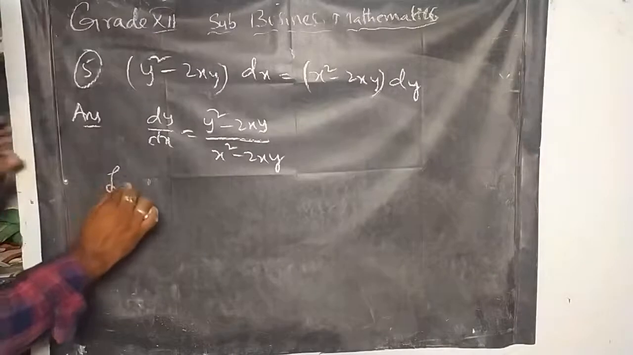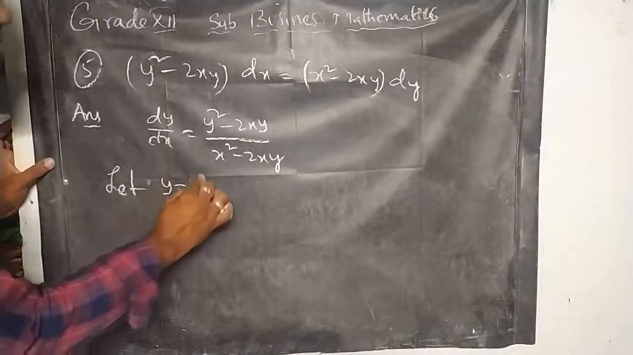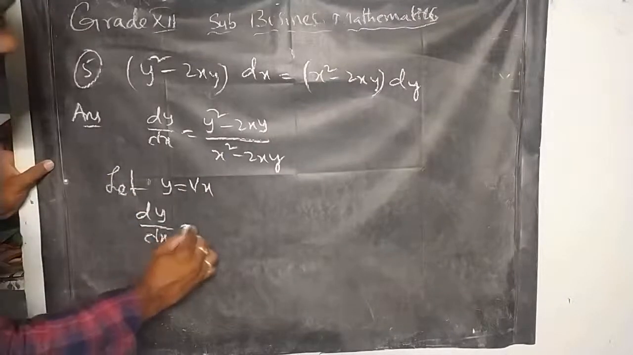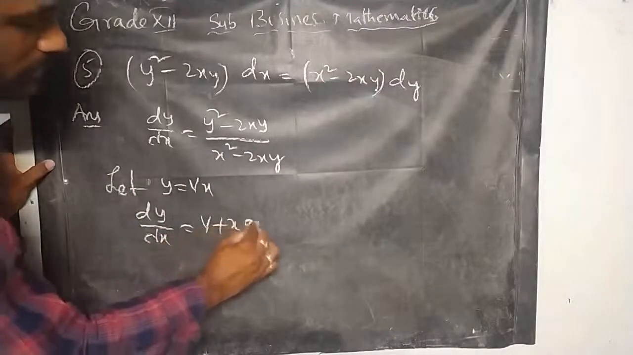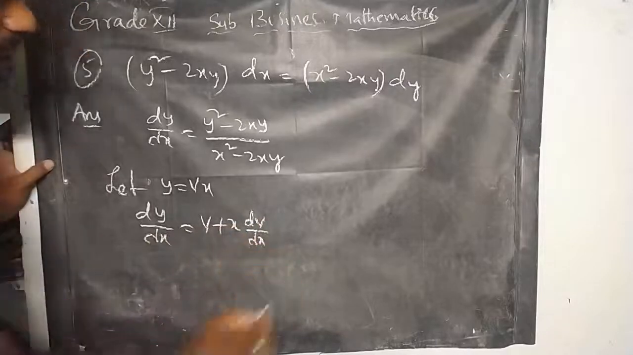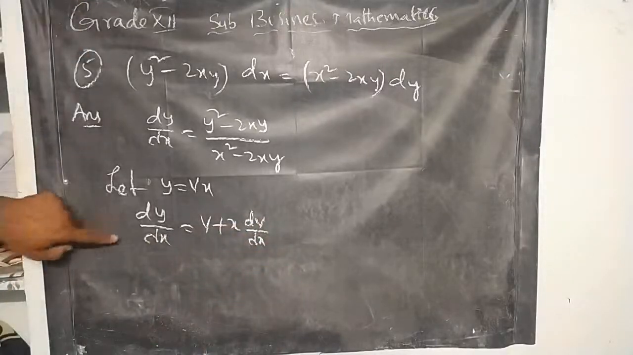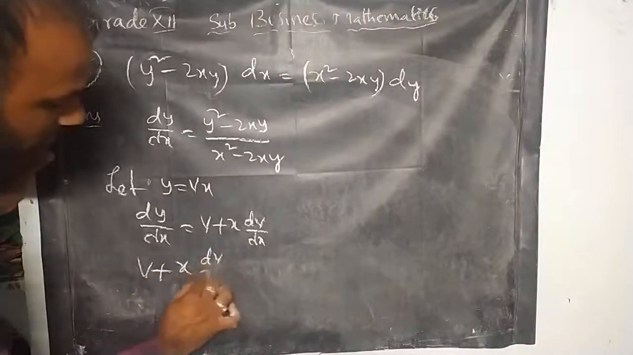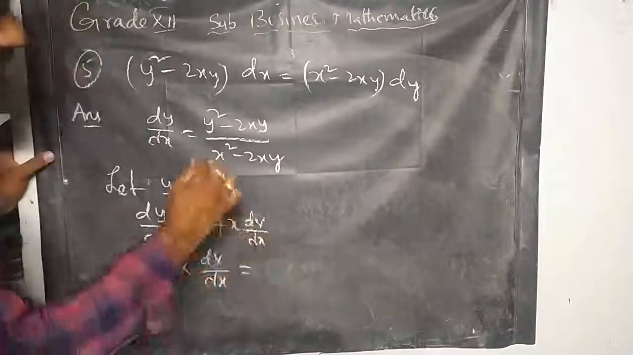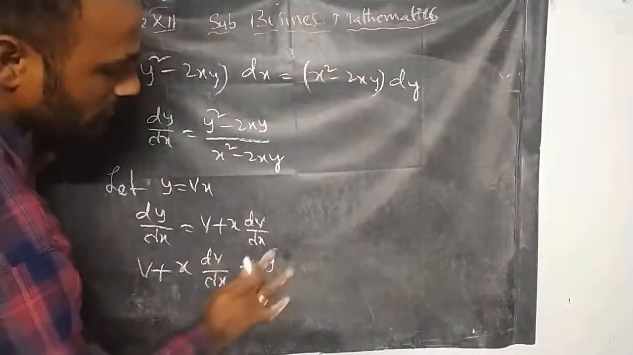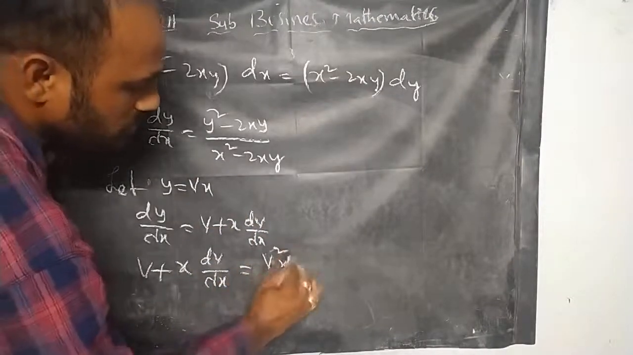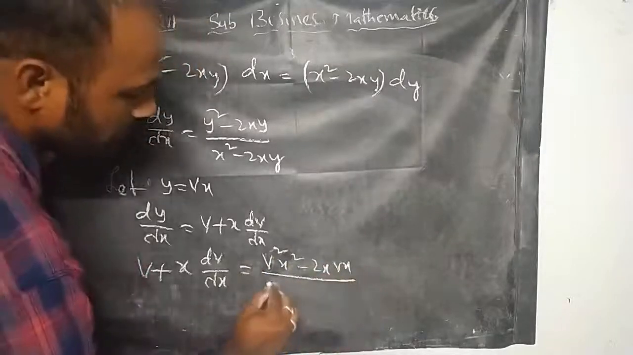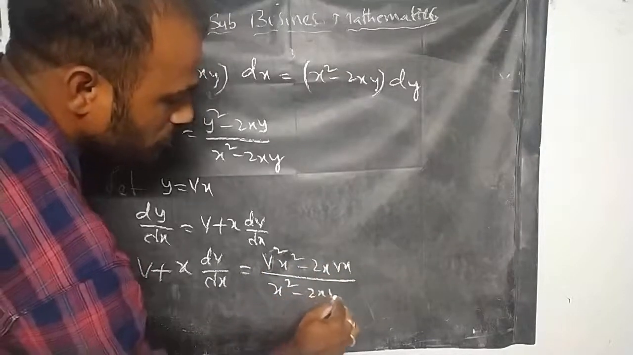Now let us let y is equals to vx. Let us substitute y is equals to vx. Then dy by dx is equals to v plus x dv by dx. So let me replace in this. So it can be written as v plus x dv by dx is equals to y square, y means vx, right? V square x square minus 2x vx divided by x square minus 2x vx.